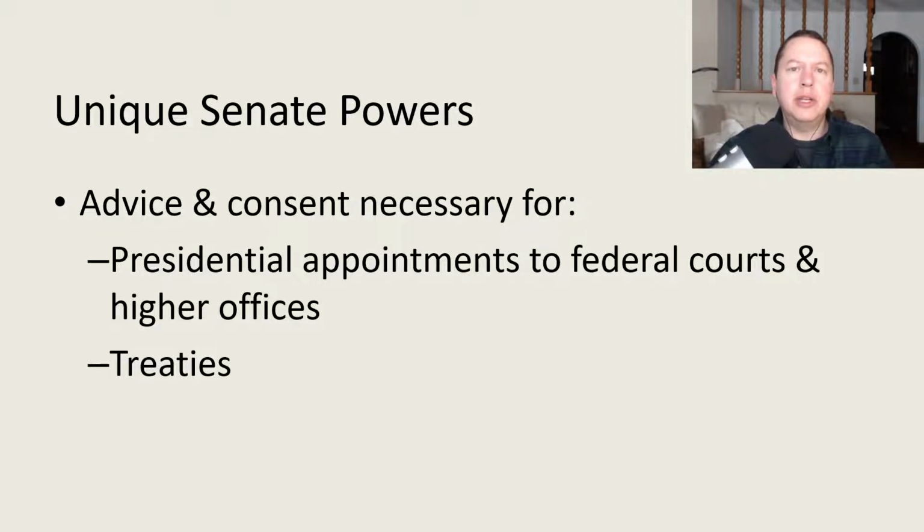Now, there are some very unique Senate powers. The advice and the consent of the Senate is necessary for presidential appointments to the federal court system, including the Supreme Court, and higher offices throughout the United States. The Senate is also necessary for the U.S. to enter into new treaties.